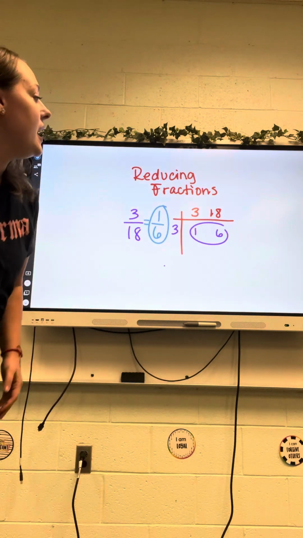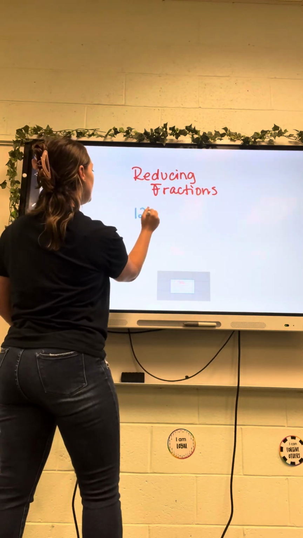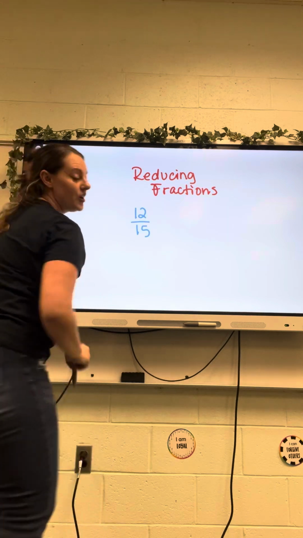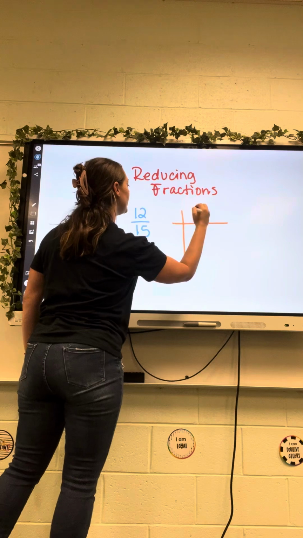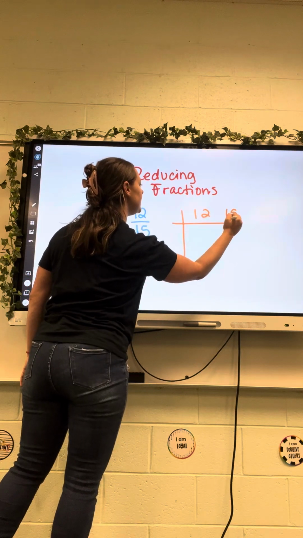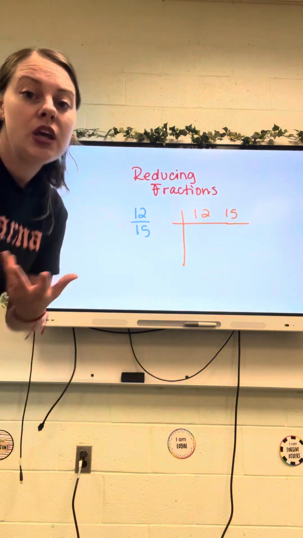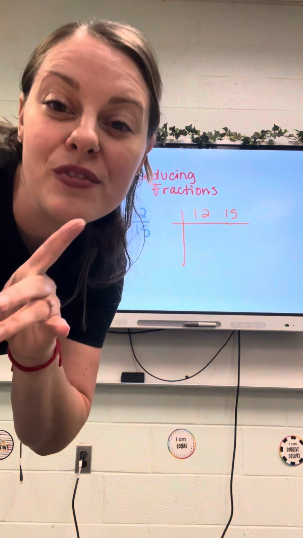All right, and we have one more problem for you. I have 12 over 15. Go ahead and pause, you know what to do. All right, and we're going to go over that 12 and 15. You guys might get bigger numbers. You might get 27 and 52. Like, you just gotta do what you gotta do. I will do a divisibility chart video as well.